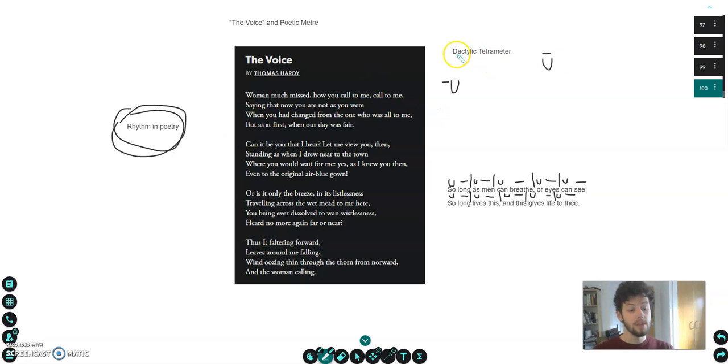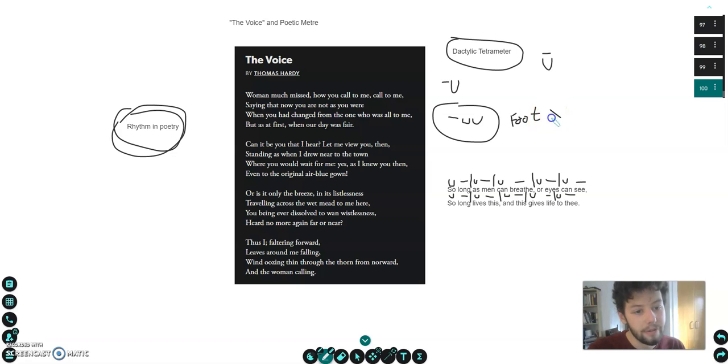The rhythm employed in this poem here is Dactylic Tetrameter, and that's an extremely complicated way of saying that each line of the poem has 4 dactyls, and a dactyl is simply a stressed syllable followed by 2 unstressed syllables. One of these is called a foot, and a dactylic tetrameter is simply 4 of these in a line. It's as simple as that.